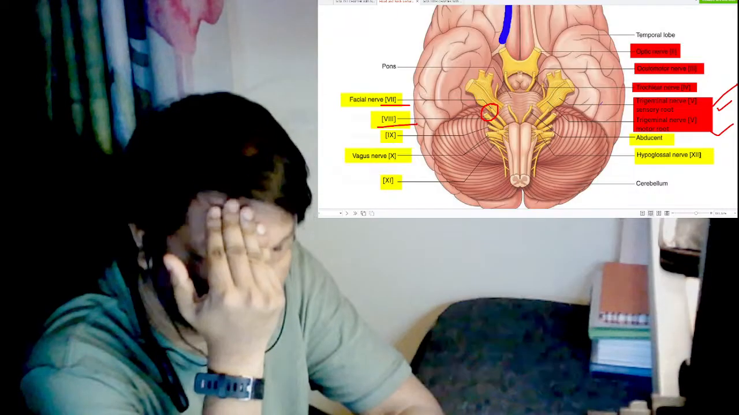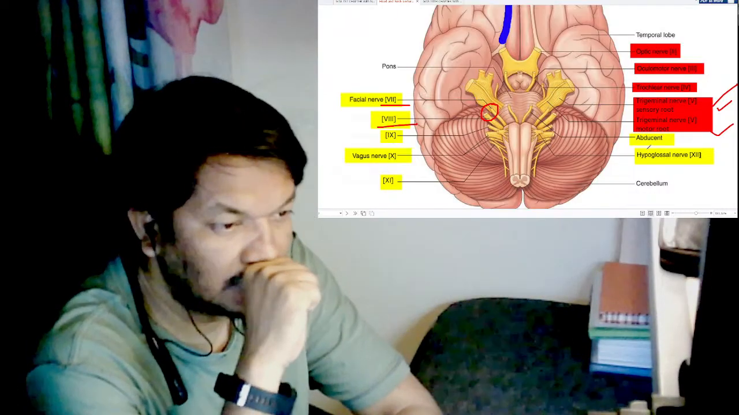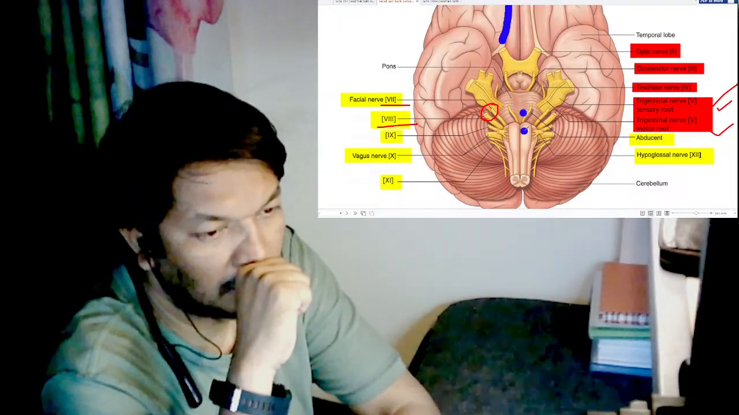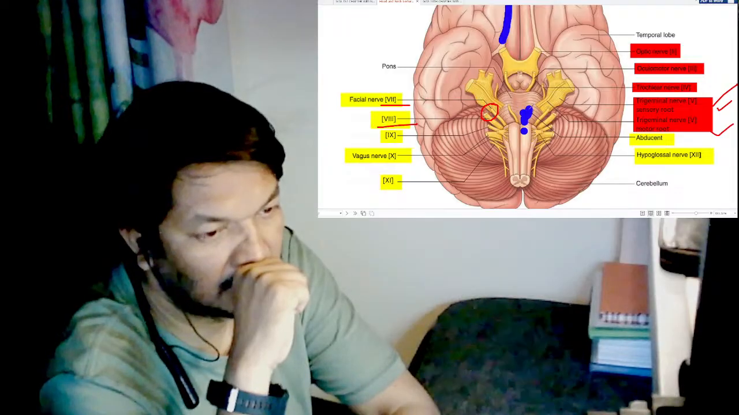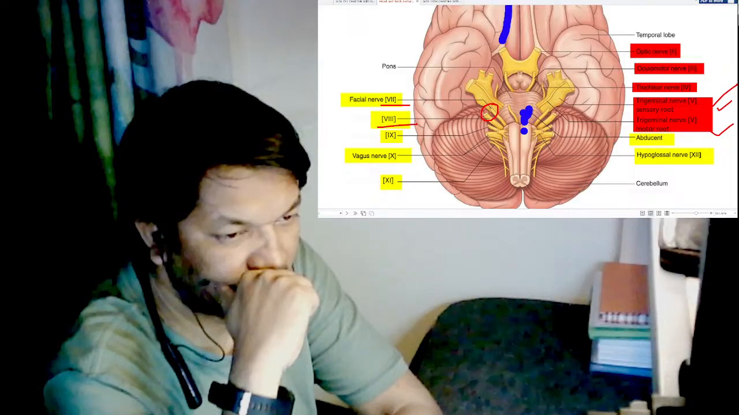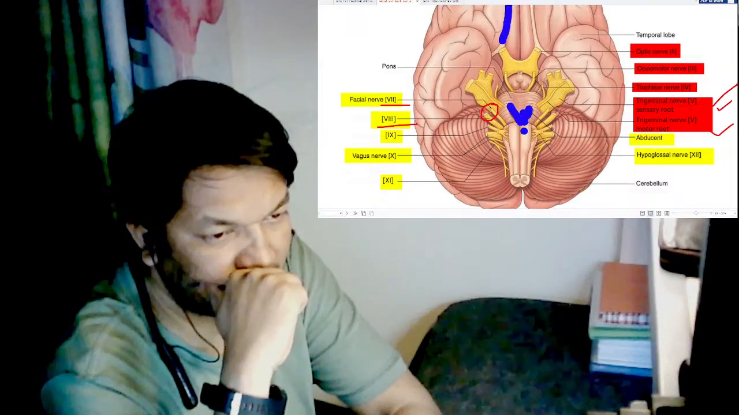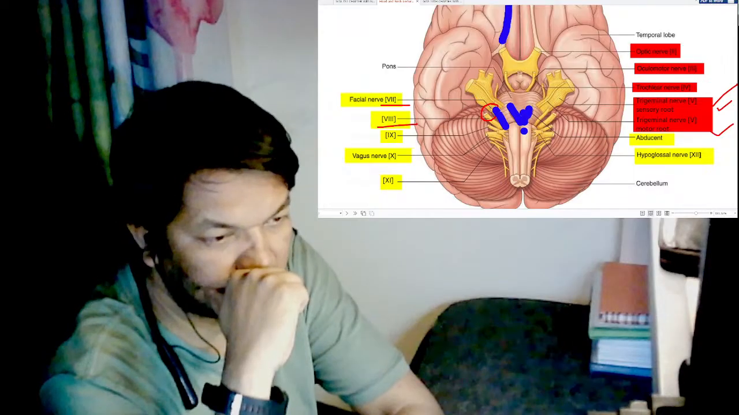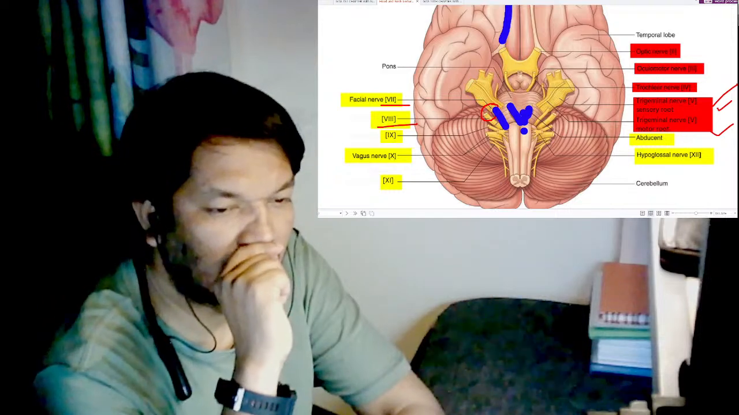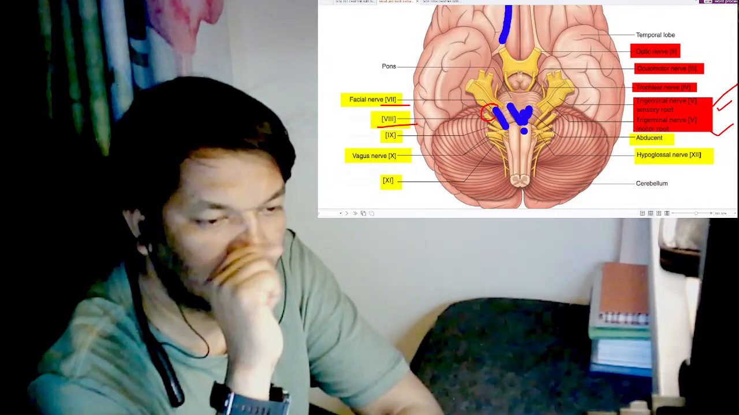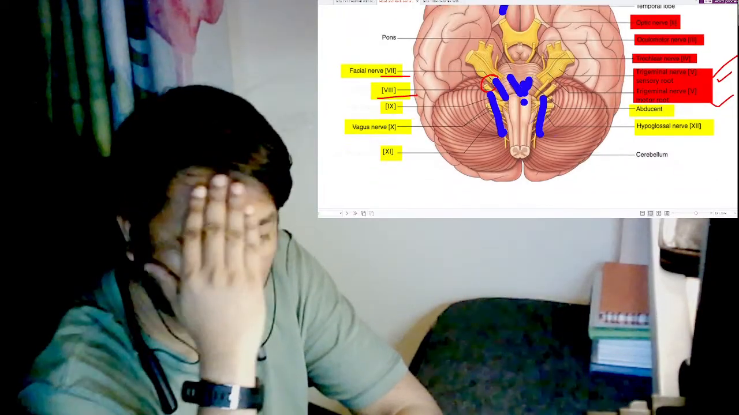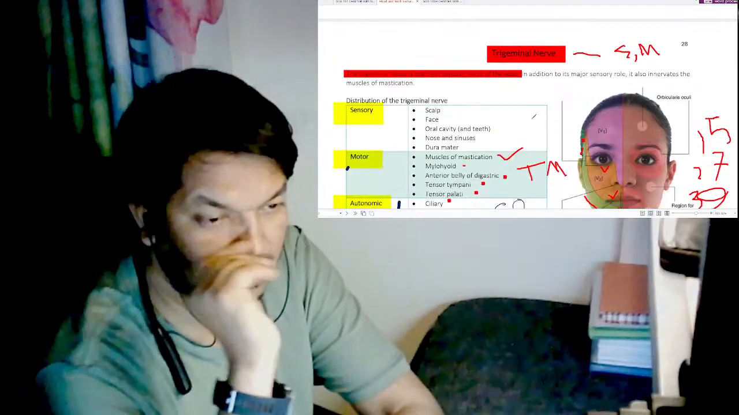Then abducens. This is abducens at the pontomedullary junction. Next to it is facial. Then numbers 9, 10, 11, 12 are all here in the lateral space. You just read this part two or three times.